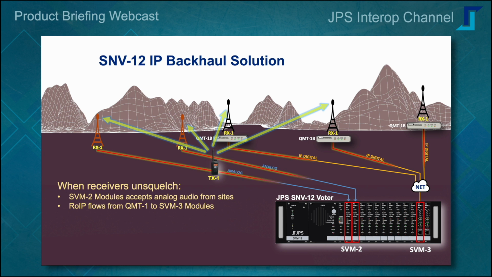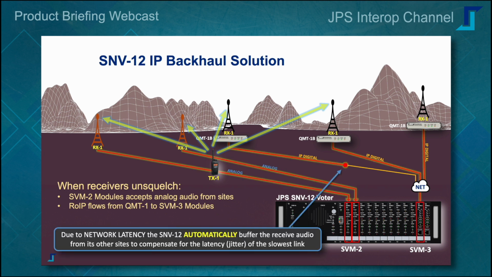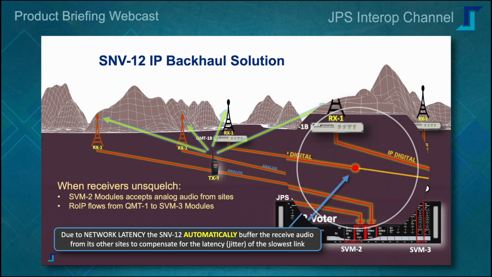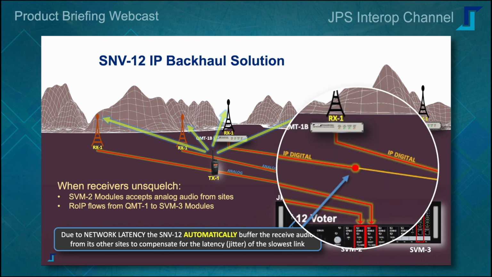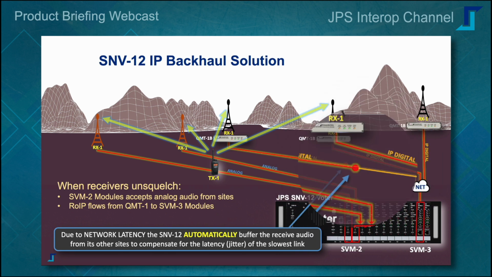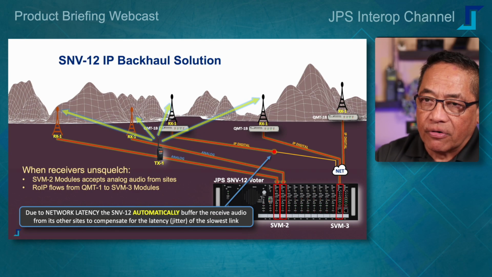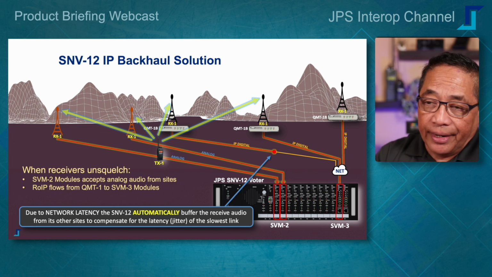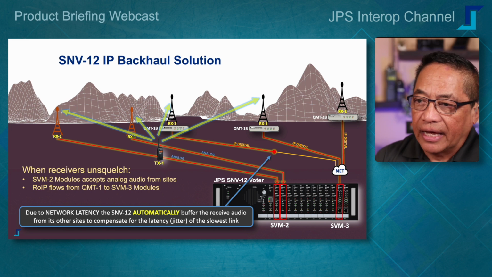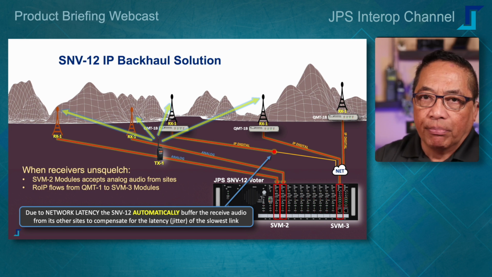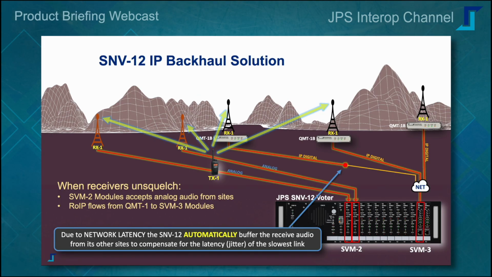Now, what happens is, whether we have IP backhaul mixed with analog backhaul, which we see here, you can see that one of the digital links is late, delivering its RoIP data to the voter. But what the voter will now do is automatically adjust the audio buffers in the SVM3s to compensate for that jitter on a timely basis. Every 60 seconds, for instance, it's reassessing that virtual path length, and now we're voting properly. We're not misvoting. We're not producing that echo or missing those first few syllables.